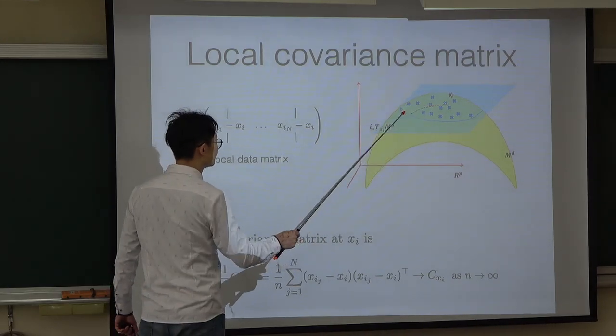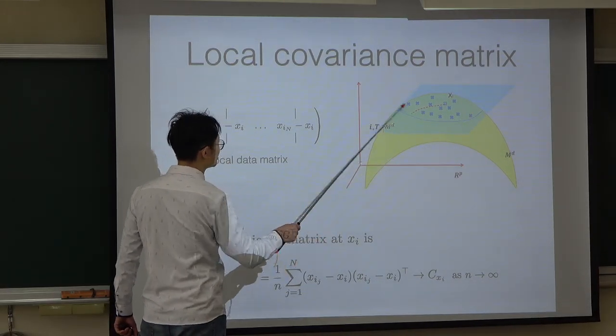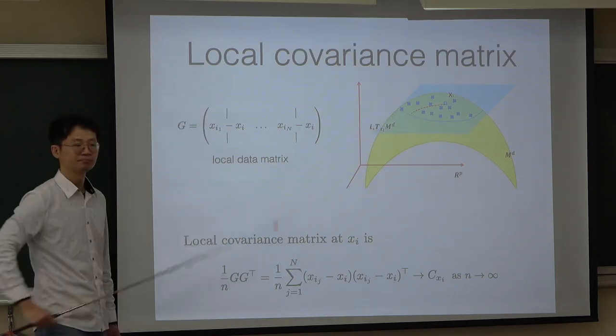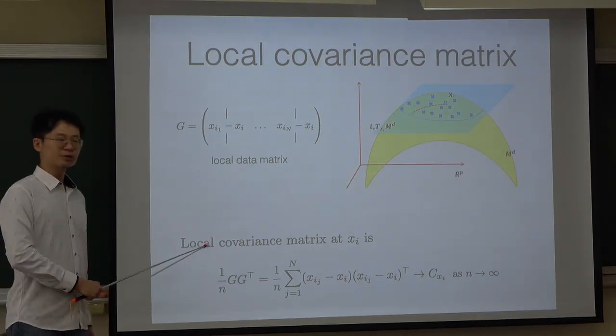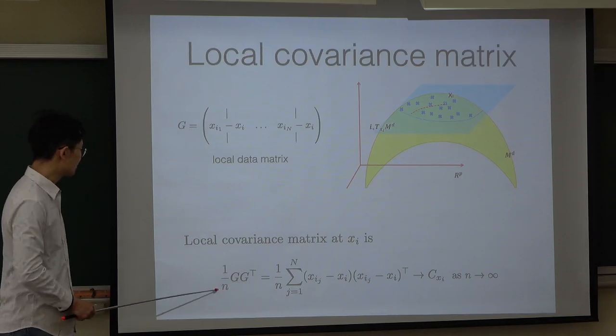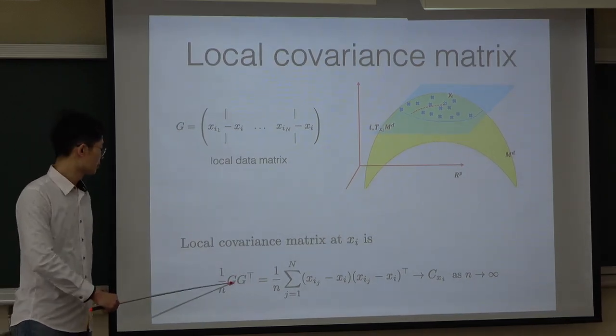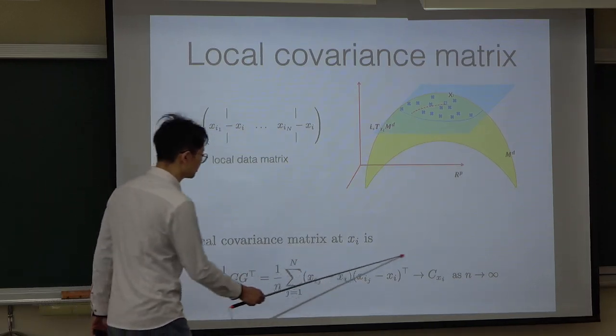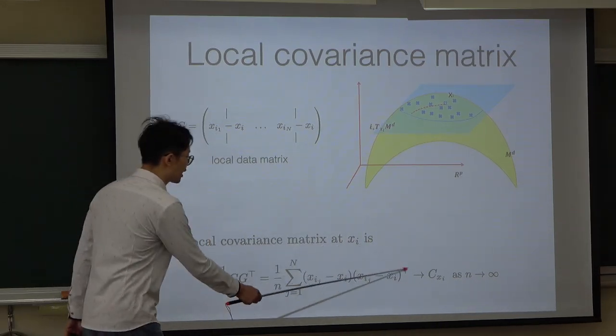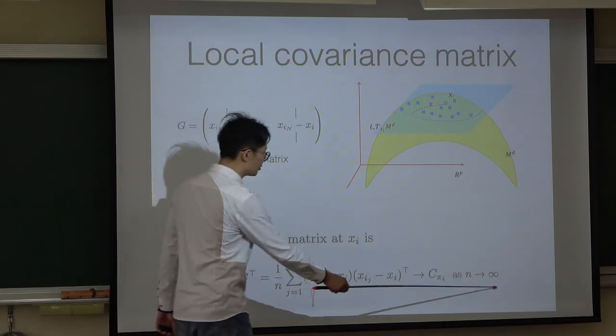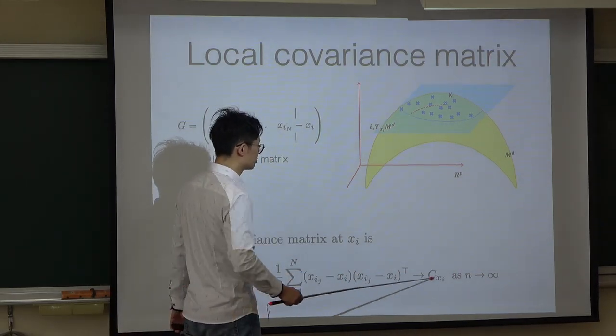Okay, xi, and then this will be xij, j from 1 to capital N. The local covariance matrix at xi is given by 1 over n, GG transpose, which can be written as just the outer product. And when we have more and more points, n goes to infinity, you will get the convergence to Cxi.